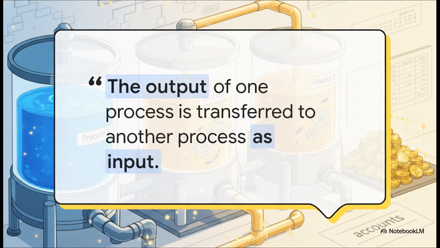So the absolutely crucial point here, the golden rule, is this. The output of one process becomes the input of the next process. The perfectly mixed liquid from process 1 becomes the starting raw ingredient for process 2. Remembering this flow is the secret to getting your math perfectly right when we start crunching the numbers.